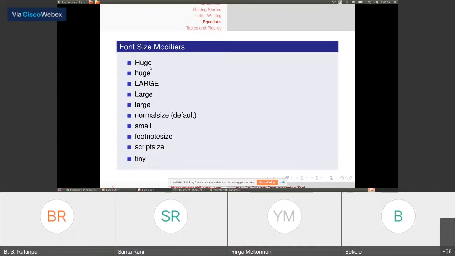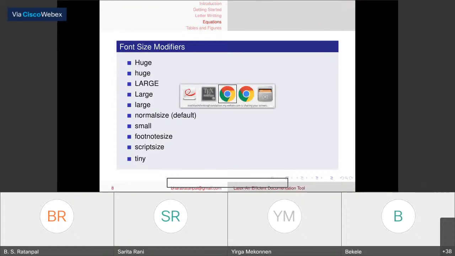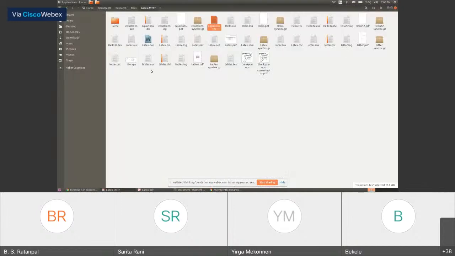Size. The highest is huge with capital H. Next highest is huge, all in small letters. Next highest is large, all capital. That is the larger. Then below that is large with L capital. Then large, all small. Then normal size comes. Then small, then footnote size, then script size, and then tiny size. Okay, so let us view this.